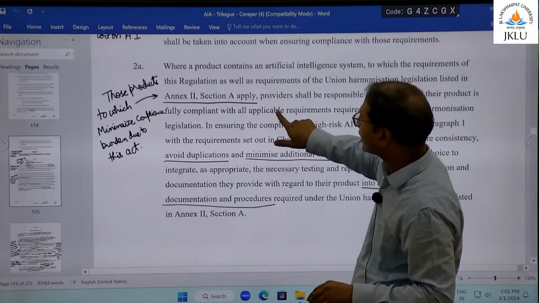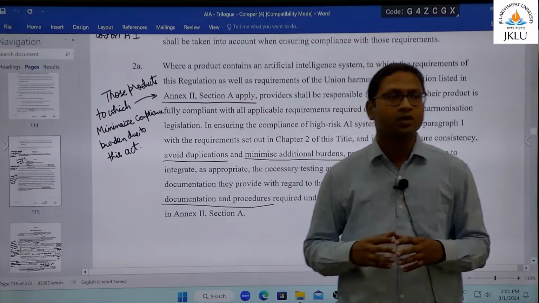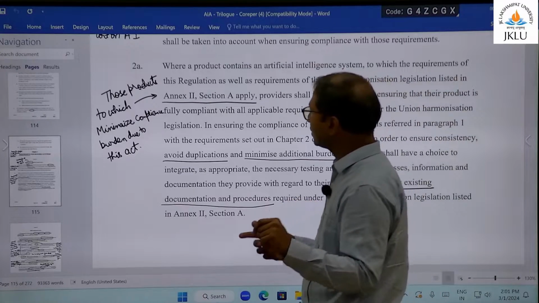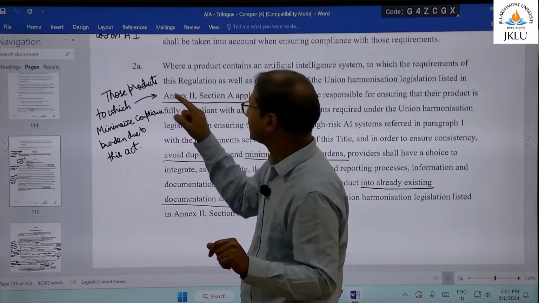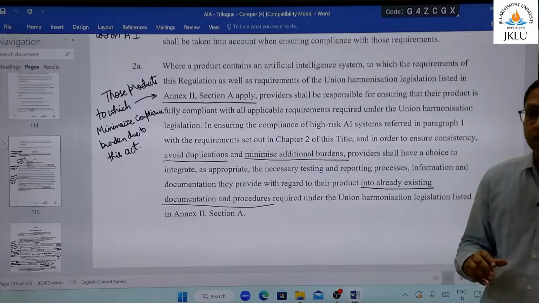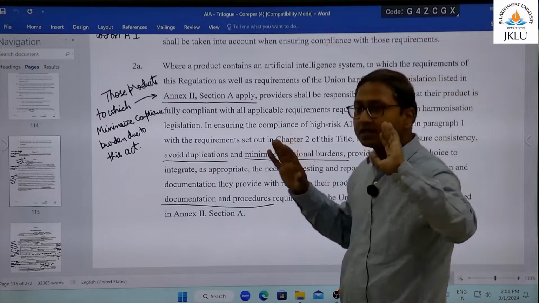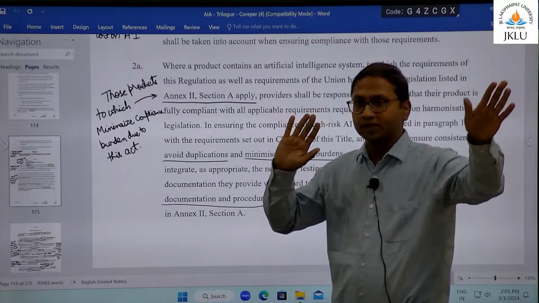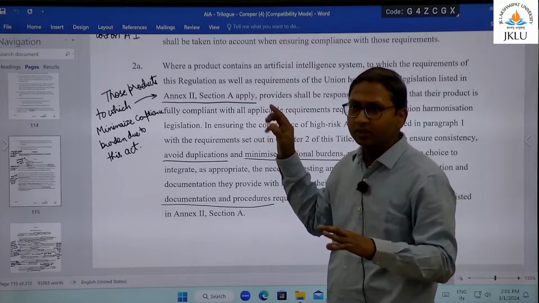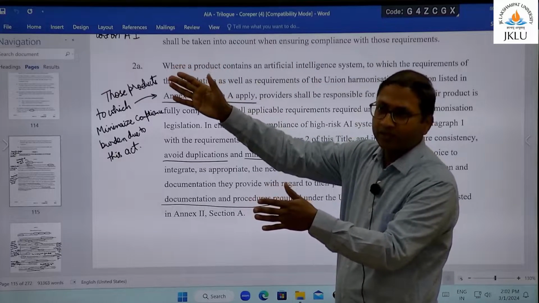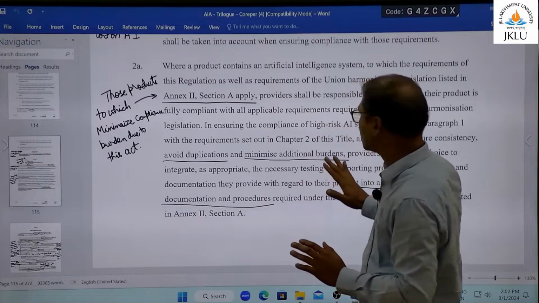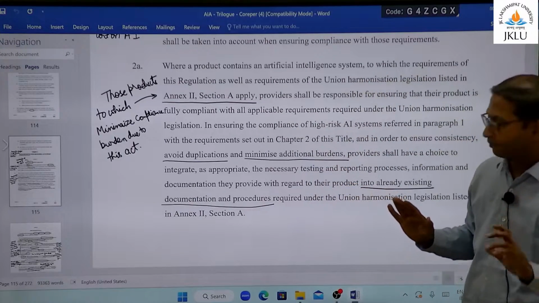This second paragraph just said that those products or components which fall under Annexure 2 section A, that means regulations that are already there, so there are already some regulations governing them, then don't put an overburden on them because of this regulation. Whatever good you are doing there will be more or less accepted here as well, and you are supposed to do just the difference if required.